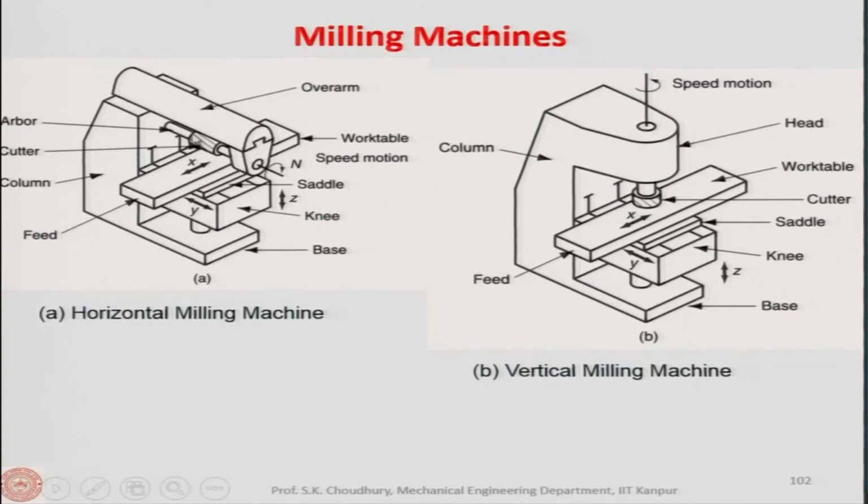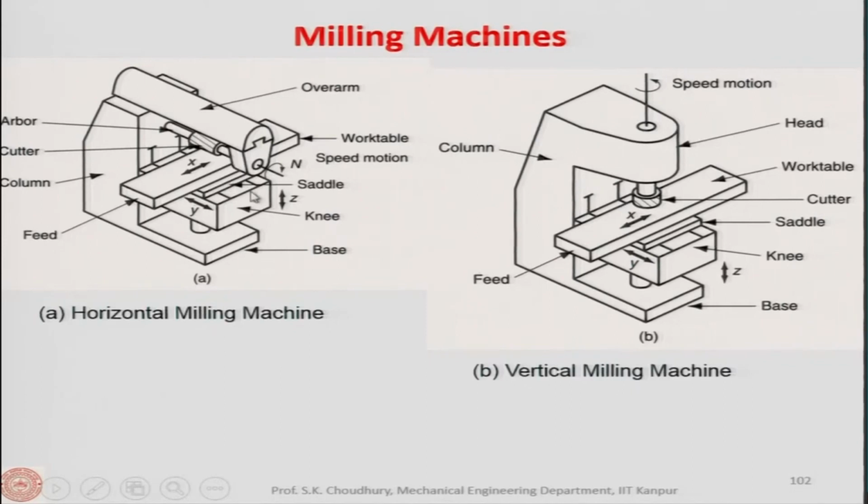The milling cutter is mounted on the arbor and the entire arbor is rotating, and this is the support. This supports the arbor, and one end of the arbor is with the spindle of the machine, and this end is attached to the support.